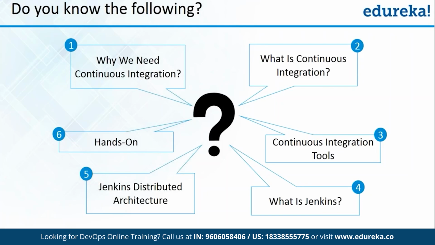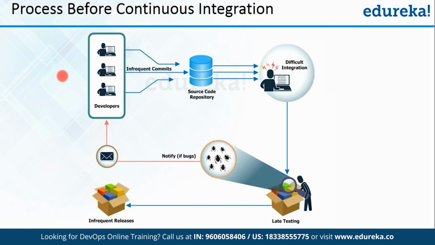Now I'll move forward and we'll see why we need continuous integration. So this is the process before continuous integration. Over here, as you can see, there's a group of developers who are making changes to the source code that is present in the source code repository. This repository can be a Git repository, Subversion repository, etc. And when the entire source code of the application is written, it will be built by tools like Ant, Maven, etc. And after that, that built application will be deployed onto the test server for testing.